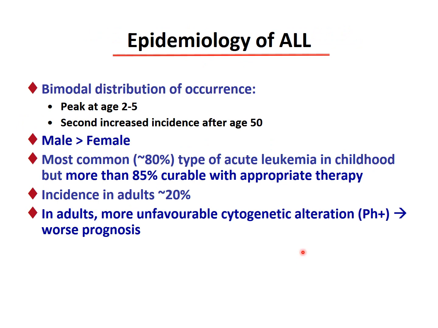Now, as you see here, the epidemiology of the acute lymphoid leukemias has two peaks. One peak occurs in young children, age 2 to 5. The second usually increases with age, but we do have another peak around the age of 50. These are the two peaks. In children, it is relatively very common. So the most common type of acute leukemia in children is lymphoid leukemia.